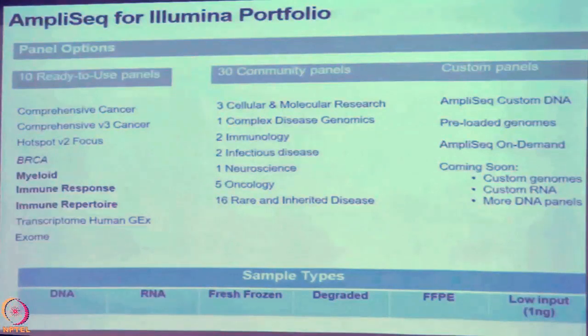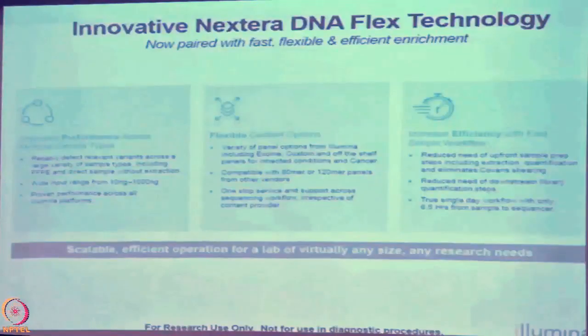So Illumina has multiple cancer panels also. We have the comprehensive cancer panel, we have a hotspot cancer panel, smaller panels also. I will go through them in detail one by one. Let me tell you how we make the library. Up to this point, I told you we have the different cancer panels, right? But how we make the libraries, that's a very important part.